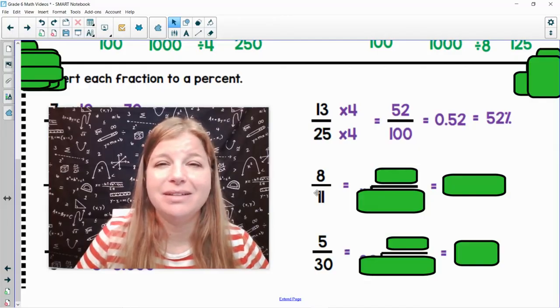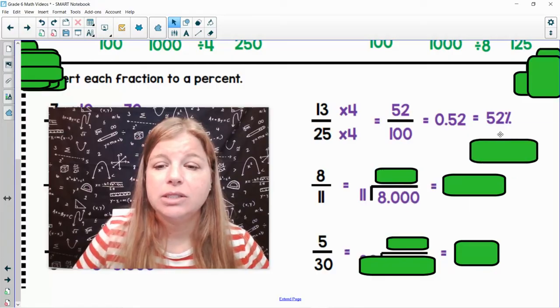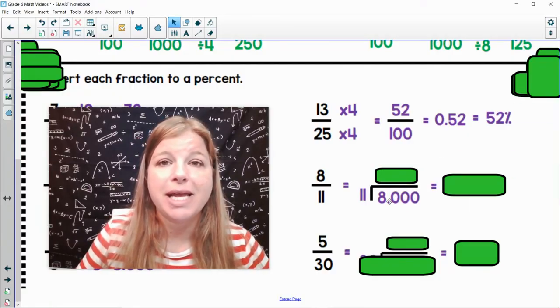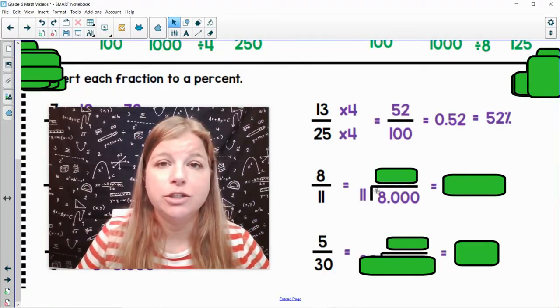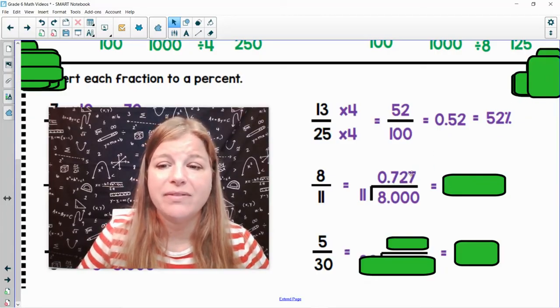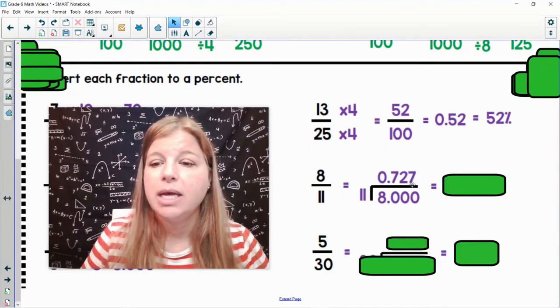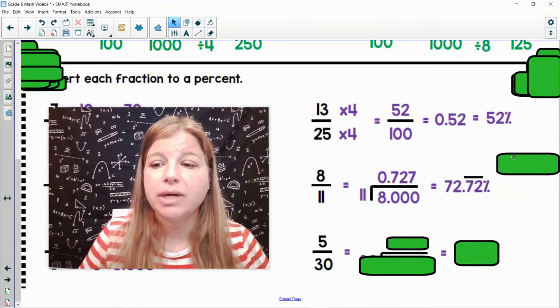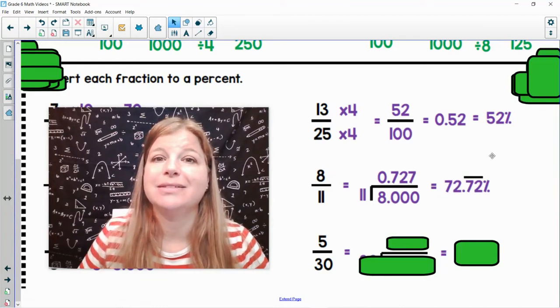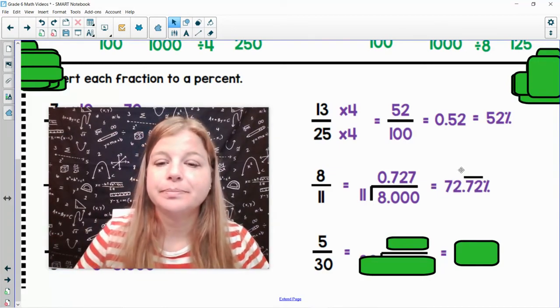8 over 11, I can't multiply 11 by a friendly number to get 100, so I'm going to divide 11 into 8. And hopefully if you did your division that way, you ended up getting 0.727, and it's going to continue to repeat 727272. If I move my decimal 2 spots to the right, I end up getting 72.72%, with that 72 at the end repeating.